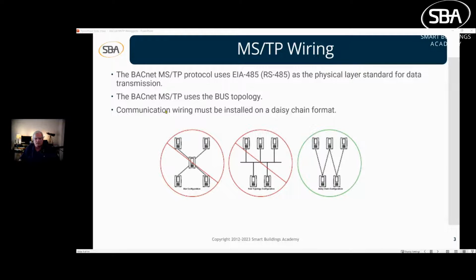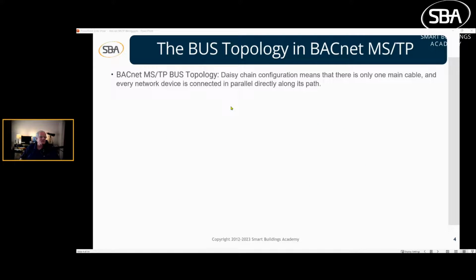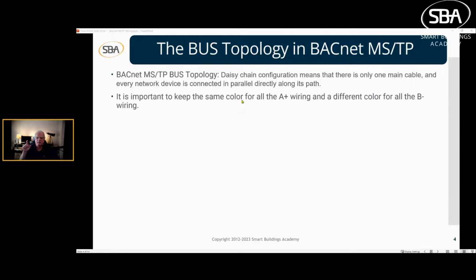This first thing right here, that is not a BUS topology. That's a star topology. This next one is not a BUS topology. That's called a T-tap topology. And this next one is the BUS topology. I know it looks like the letter W, but it's literally daisy chained in parallel, going from one device to the next device to the next device like that. So BUS topology, daisy chain configuration means that there's only one main cable and every network device is connected in parallel directly along its path.